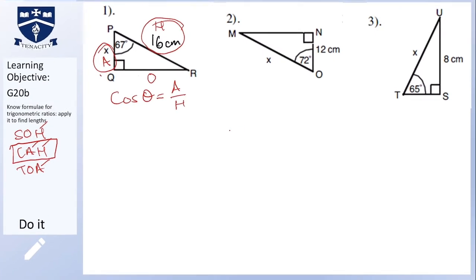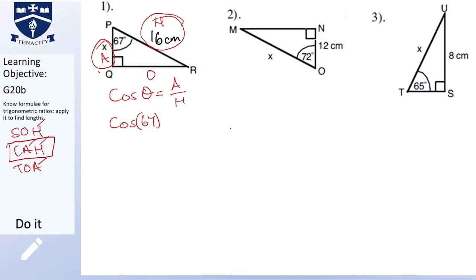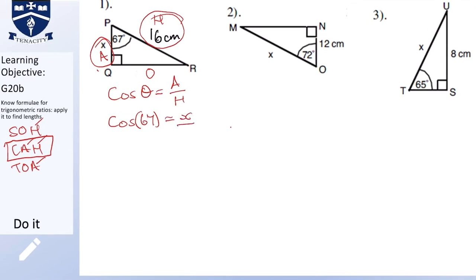Now, once you've identified the formula and written it down, you need to make sure you put all the numbers in. So we've got cos, and the angle is 67. Remember, put it in brackets because your calculator will like that. And that is equal to adjacent, which is x, over the hypotenuse, which is 16.